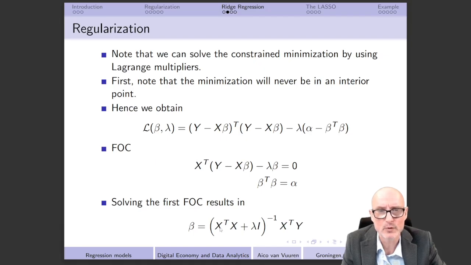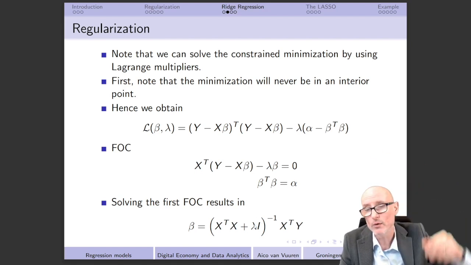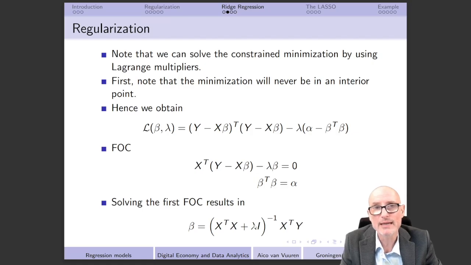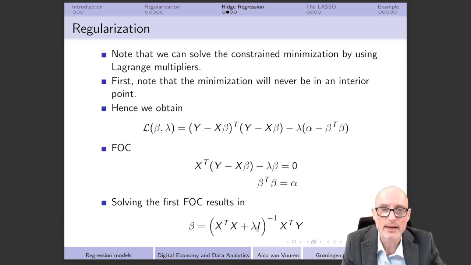Usually we have to invert this one only. This one might not be invertible, but at the moment that we add lambda, which is positive, to all the elements along the diagonal, it makes it more likely to be invertible. We still don't know whether it's always invertible, but it at least makes it more likely to be invertible.